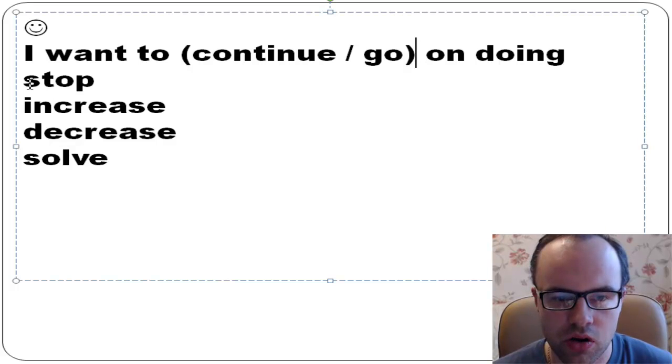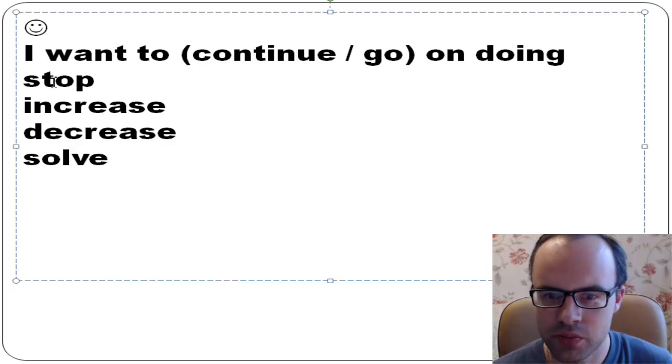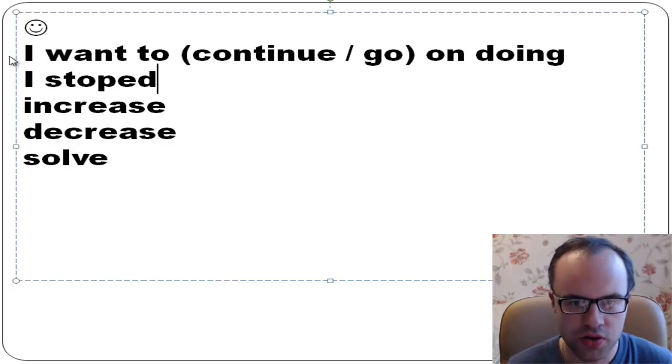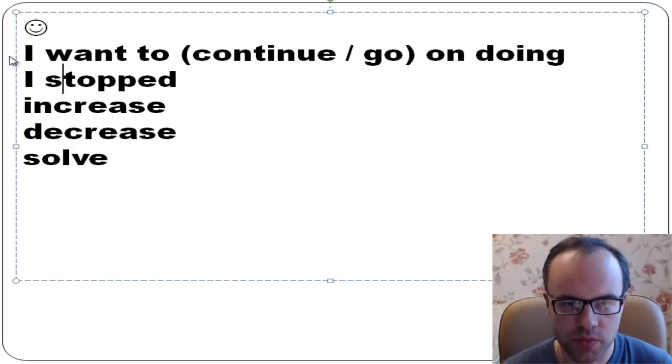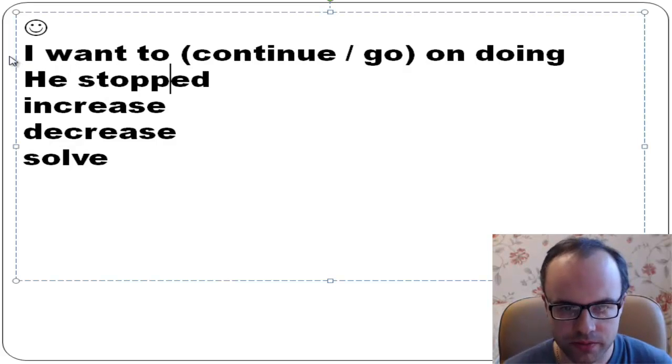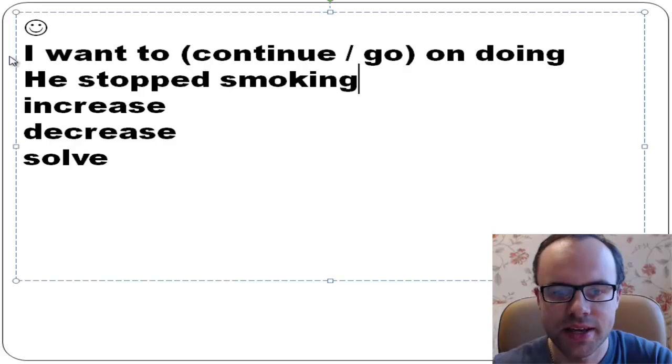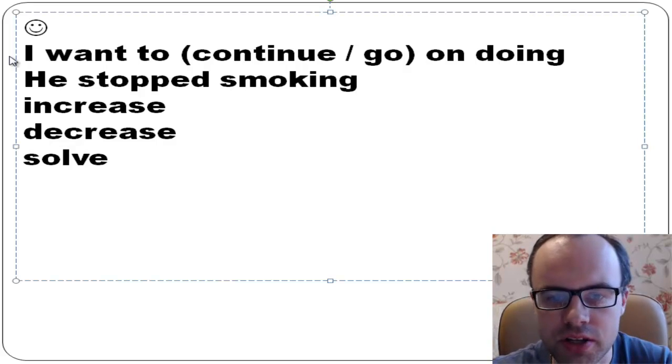Okay, the next verb is stop. So what examples can you, for example, make up with this word stop? For example, I stopped, or he stopped smoking. If you say it like this, what English level you might have? I think not so high, about elementary, pre-intermediate, but not upper intermediate.